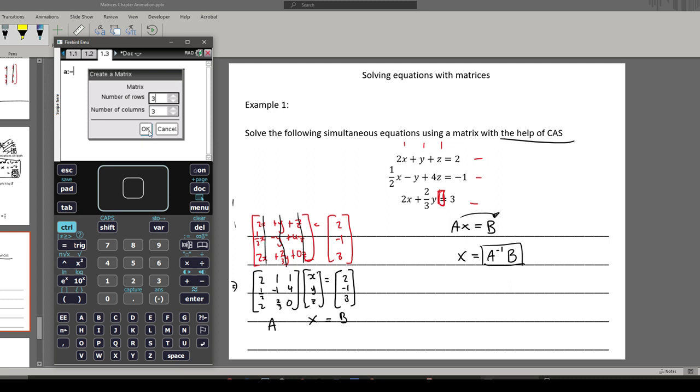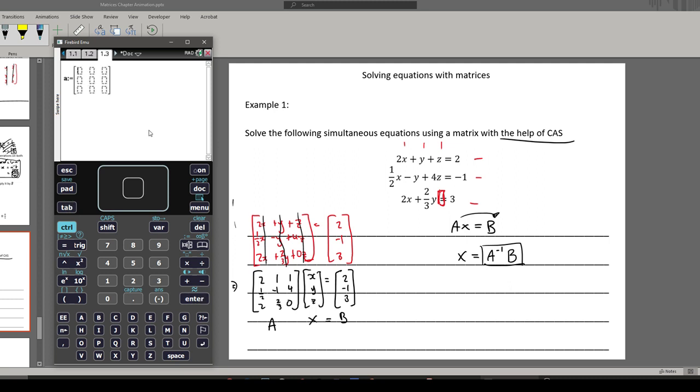I want 3 rows, I want 3 columns. Press tab to go through them, enter to select. So I just fill it in. 2, and then press tab, go to the next box. 1, tab. 0.5, tab. -1, tab. 4. Keep repeating. Okay, that's stored as A.